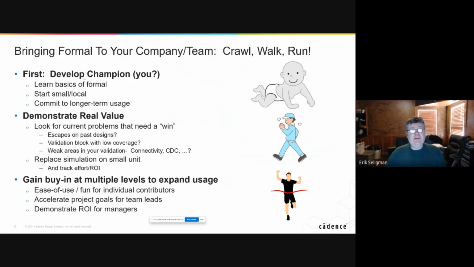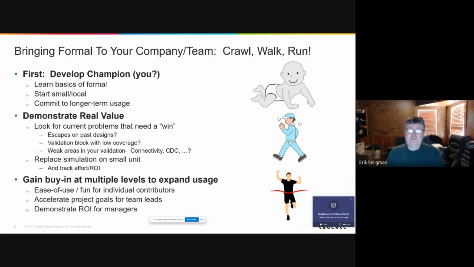So once you've decided you want to use it in the longer term, then you really want to look for cases where you can demonstrate real value. If you're in any real life chip design project, there are probably current problems that are really bugging the validation owners. Maybe there were escapes on past designs in some complicated area, or there's some block that gets low coverage in simulation. It's just really hard to write simulation tests that properly target all its behaviors. Or maybe there's a known weak area in your validation, like connectivity or clock domain crossing. So you want to look for a problem that you can solve with formal and try to demonstrate a clear win on it.